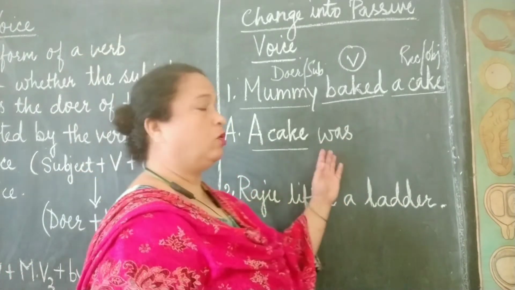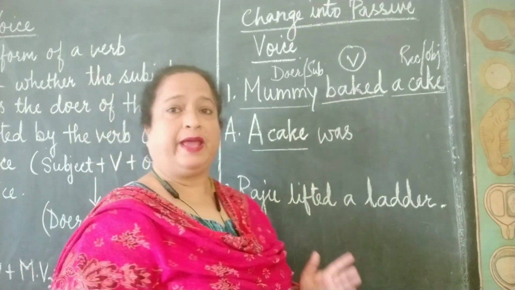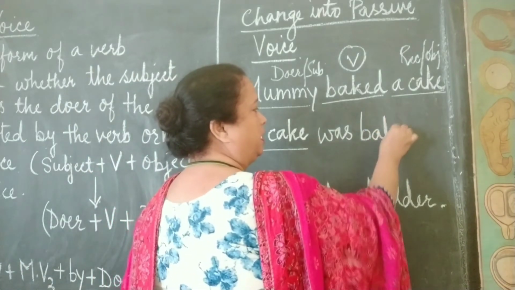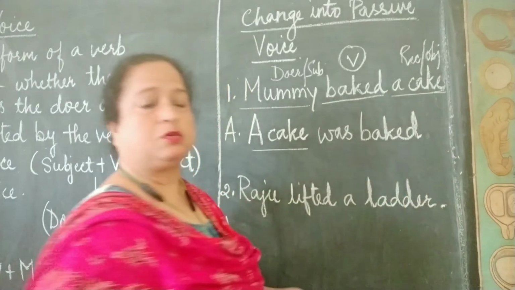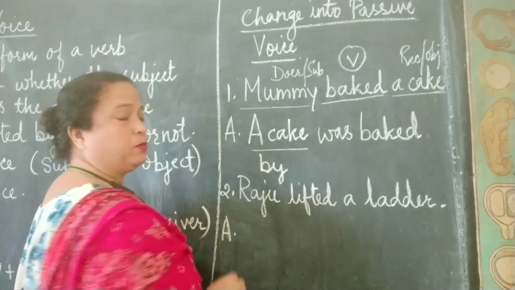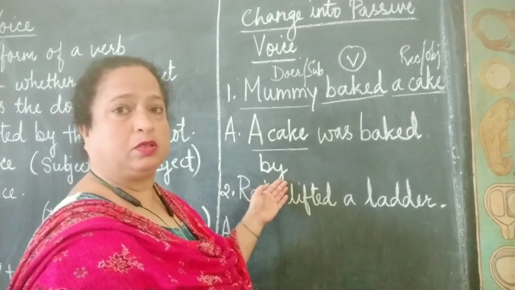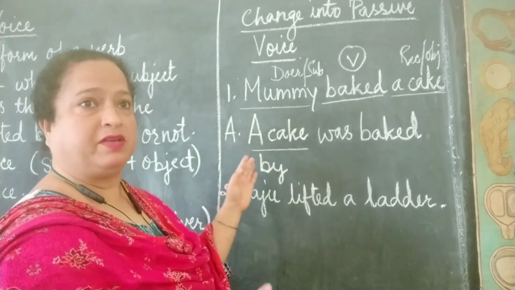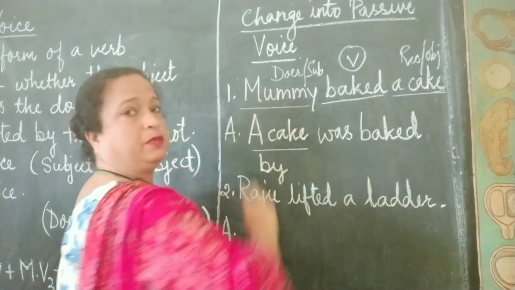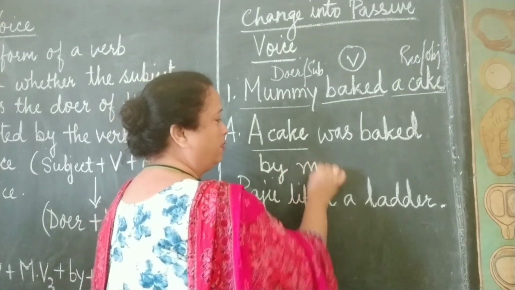Now after writing was, I need to write the verb in the V3 form. So bake, baked, baked. So, after writing the verb in the V3 form, I need to add the preposition by. After adding the preposition by, I need to write the new object or the doer of my previous sentence. So, what was my doer in the previous sentence? So, I will be writing by mummy.